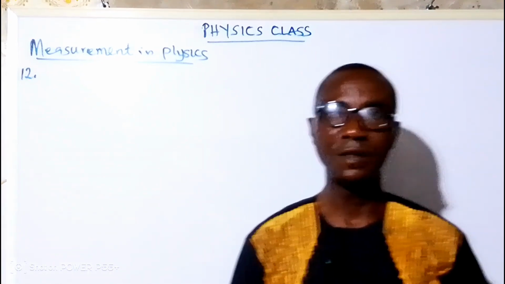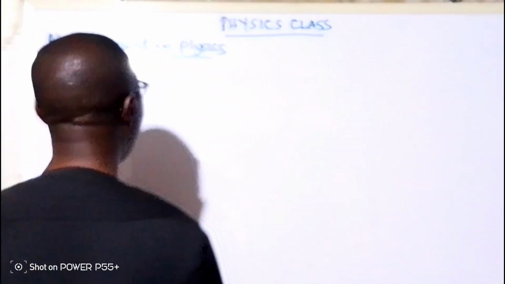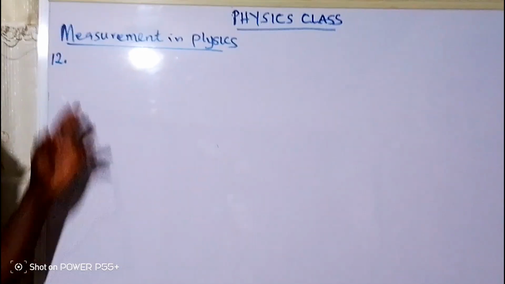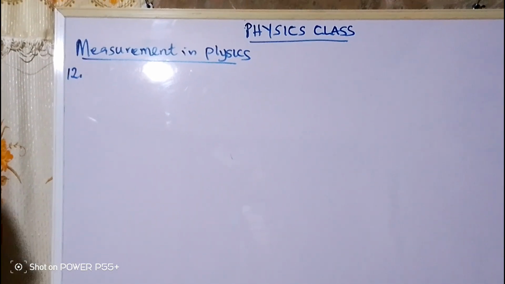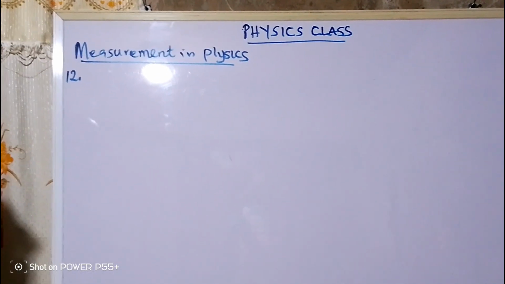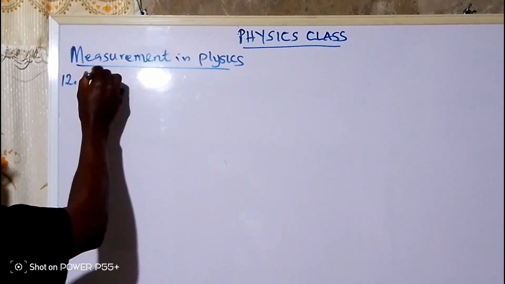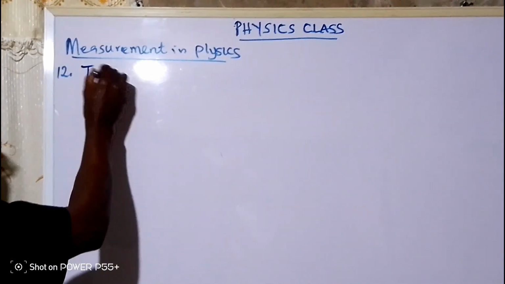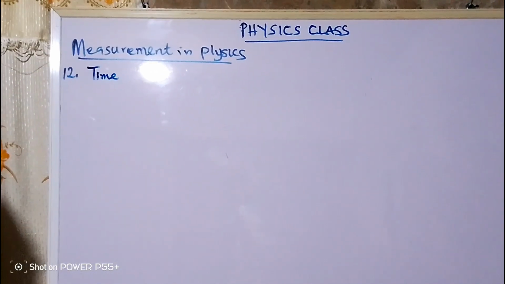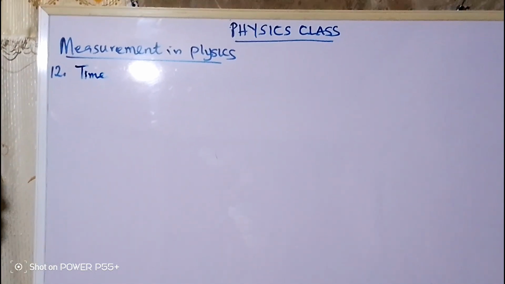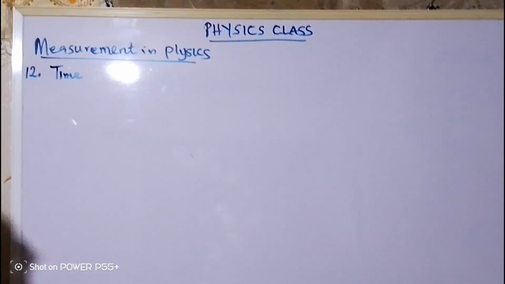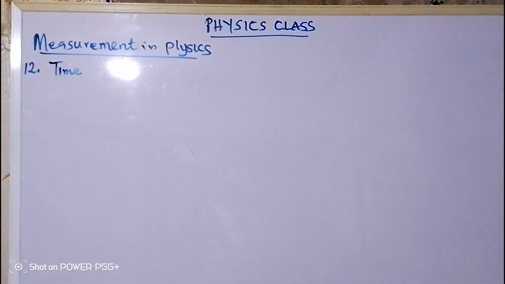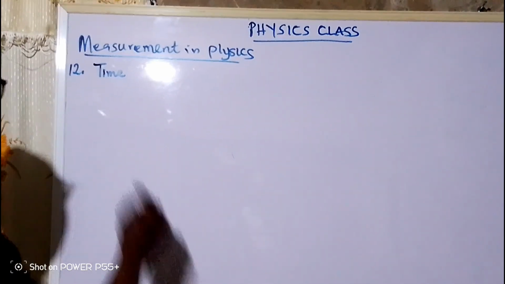Welcome to another physics class. In our last lesson, we were talking about measurement in physics, and I promised today to move to measurement of length. But before then, let's look at time. What are the possible instruments to measure time? Time is the period elapsed between two events. Then what are the possible instruments to measure time?